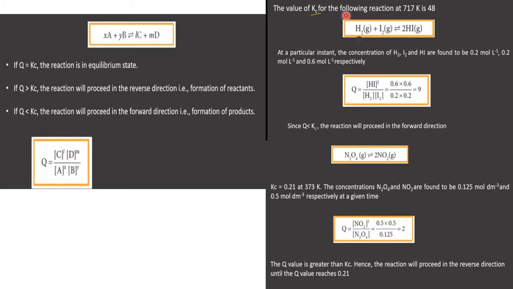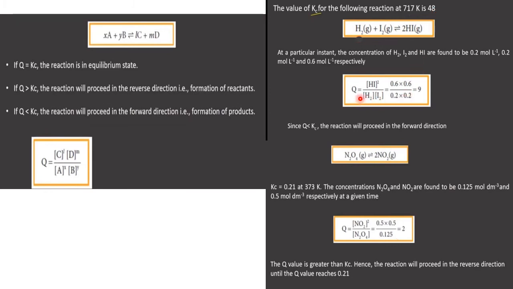Then one example is given. Kc value for the reaction is given as 48 at 717 K. At a particular instant, the concentrations of hydrogen, I2 and hydrogen iodide are found to be 0.2, 0.2 and 0.6. Okay, so what is the Q value? At a particular instant, it is not at equilibrium. Kc is given for this equilibrium reaction at 48.